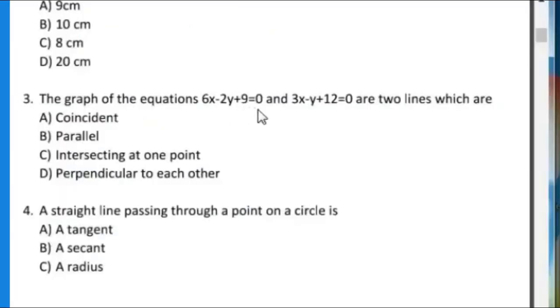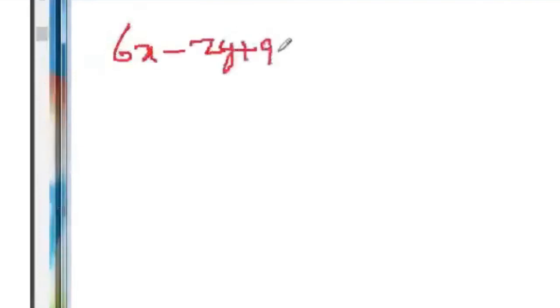6x minus 2y plus 9 is equal to 0, and 3x minus y plus 12 is equal to 0 are two lines which are coincident, parallel, intersecting, or perpendicular. So to find the type of the lines, we have to compare the ratios. So first line is 6x minus 2y plus 9 is equal to 0, and second line is 3x minus y plus 12 is equal to 0.